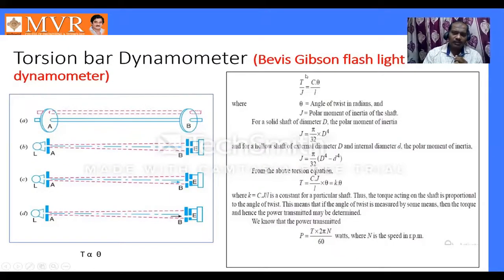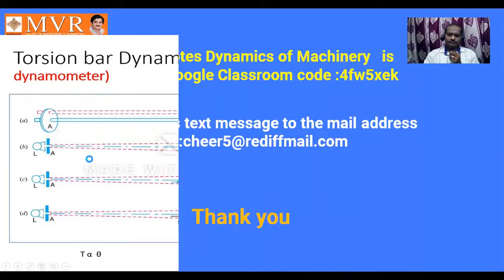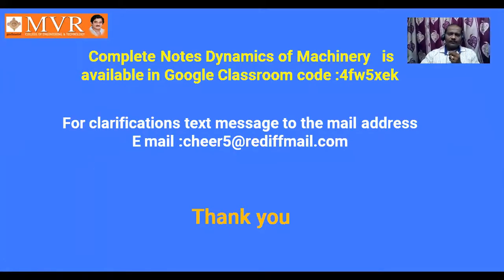So like this, we can measure the power of the prime mover that is rotating with A to B. Here we are going to keep a prime mover, and the prime mover is going to start rotating. So the power can be calculated with the help of this technique. By this, I have completed the transmission type of dynamometers.